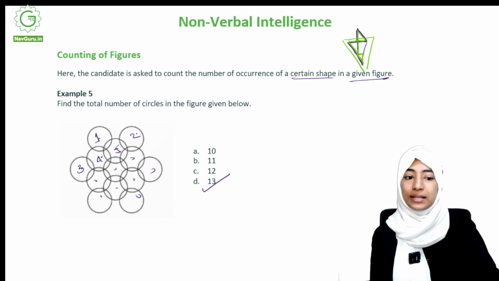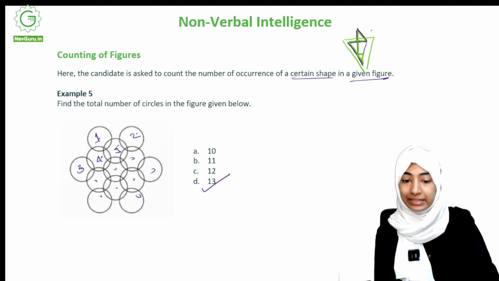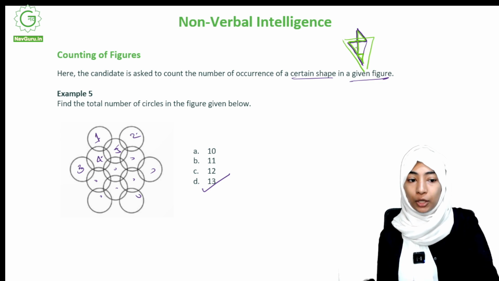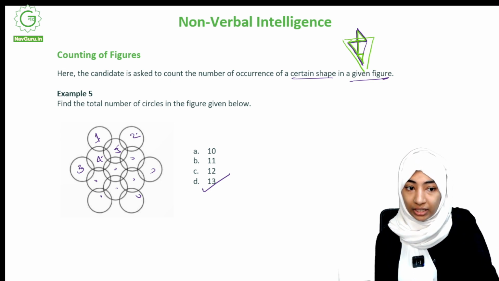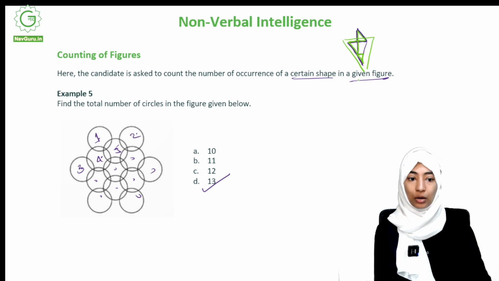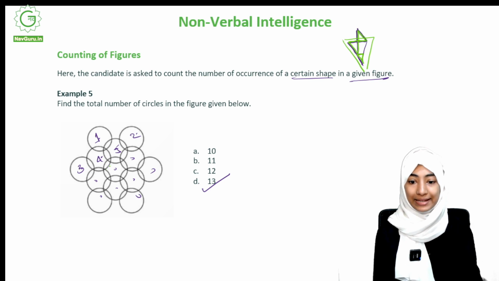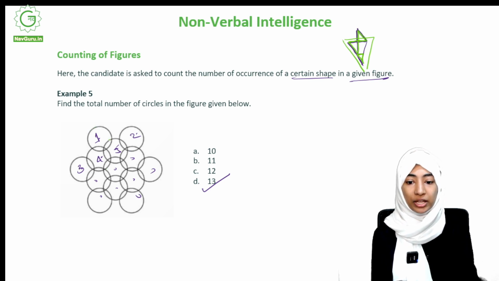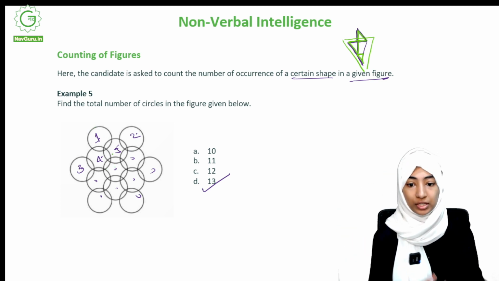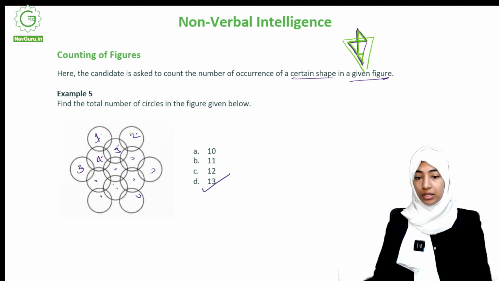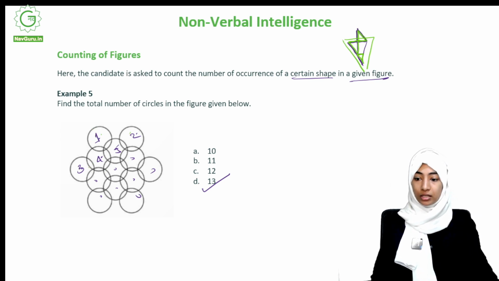So in such questions, one thing you can do is, like I've done here, draw along the lines when you count. Just draw along the lines so that you can see if there is any larger figure you have missed. That helps. But here there's nothing like that, right? There's no larger circle that contains all of these circles, so you can just count these. So yeah, that's all you have under counting of figures.